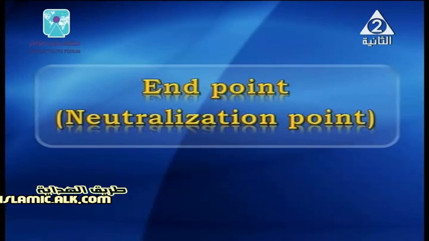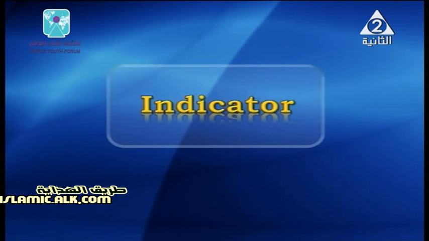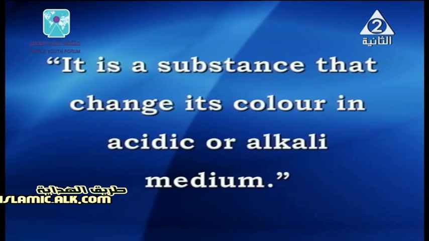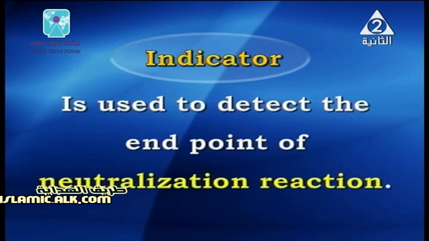Now, what do we mean by end point or neutralization point? It is the point at which the neutralization reaction is completed. Now, what is meant by indicator? It is a substance that changes its color in acidic or an alkali medium. So the indicator is used to detect the end point of the neutralization reaction.